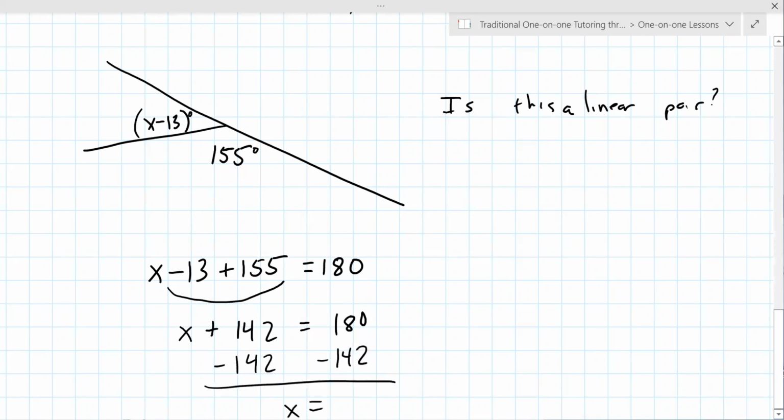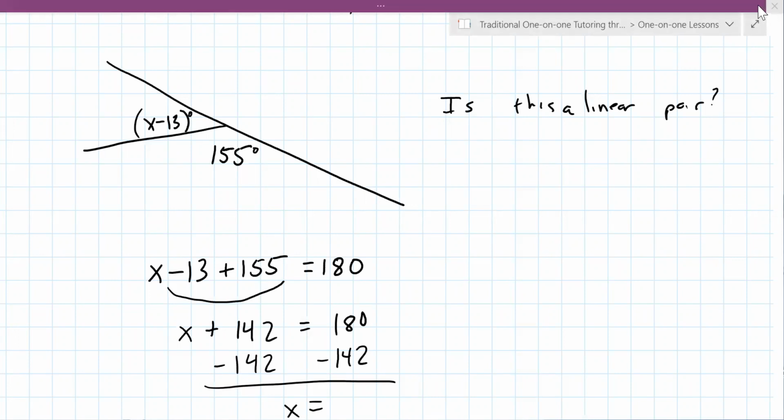What is 180 minus 142? You're subtracting. 180 minus 142. 10 minus 2 is 8. Let me figure it out. Okay. 38. x is 38. Very good.